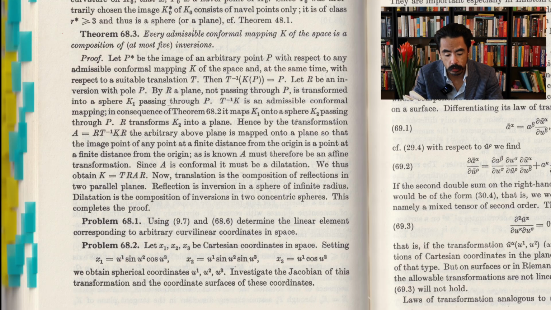We now come to theorem 68.3. Every admissible conformal mapping K of the space is a composition of at most 5 inversions. The proof is as follows. Let P star be the image of an arbitrary point P with respect to any admissible conformal mapping K of the space, and at the same time with respect to a suitable translation T. Then T inverse of K of P is equal to P.